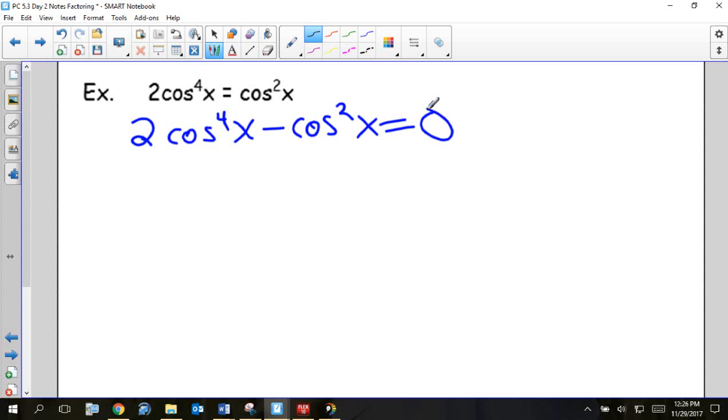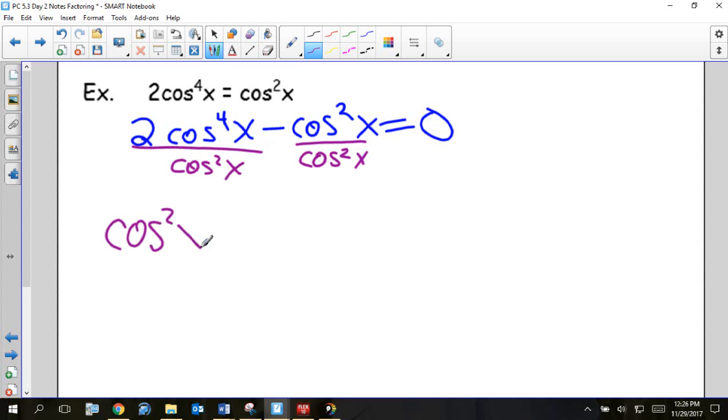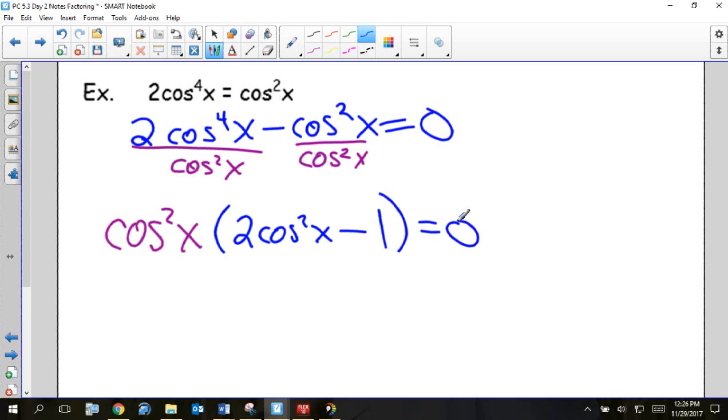So it's 2 terms. What's my first step of factoring always? Is there a greatest common factor? So I'm going to factor out that cosine squared x, put it in front of a parenthesis, and then what I have left over is 2 cosine squared x minus 1. If you can distribute that cosine squared x back in and it equals the original one, then you've factored it correctly. Go for it.